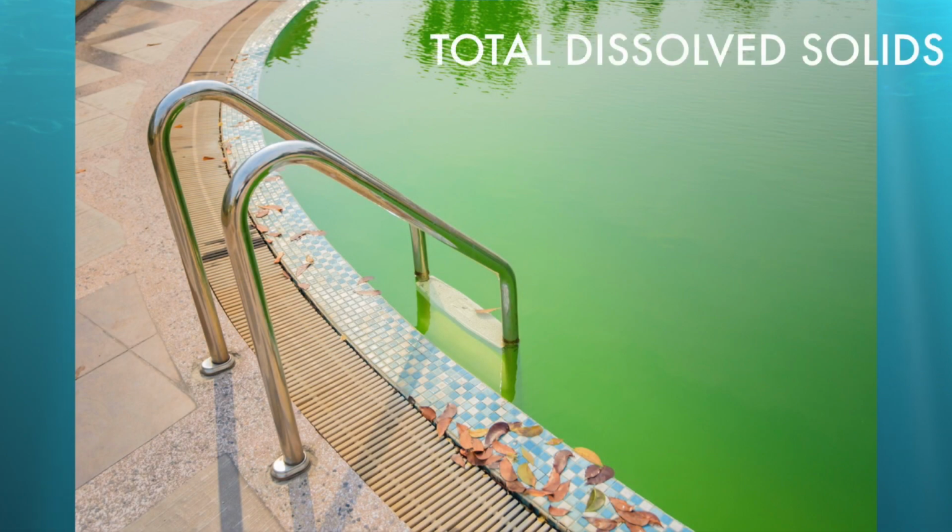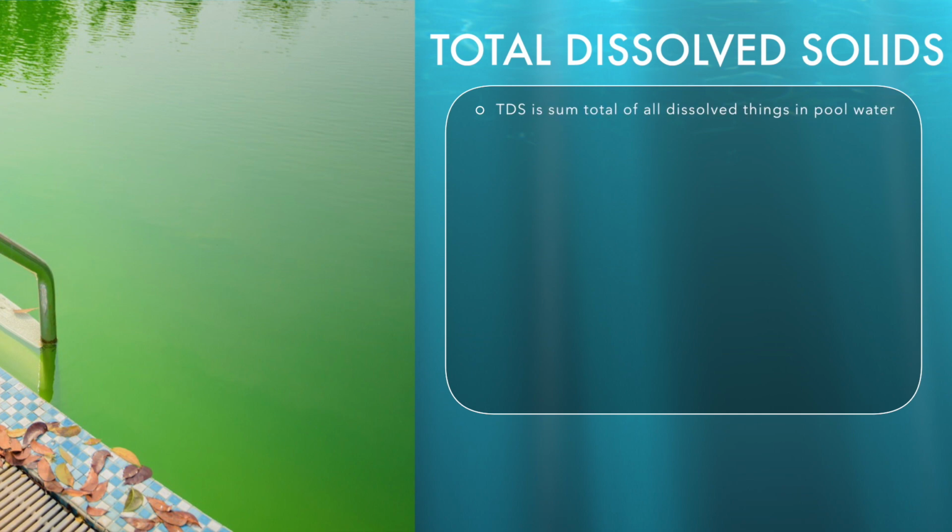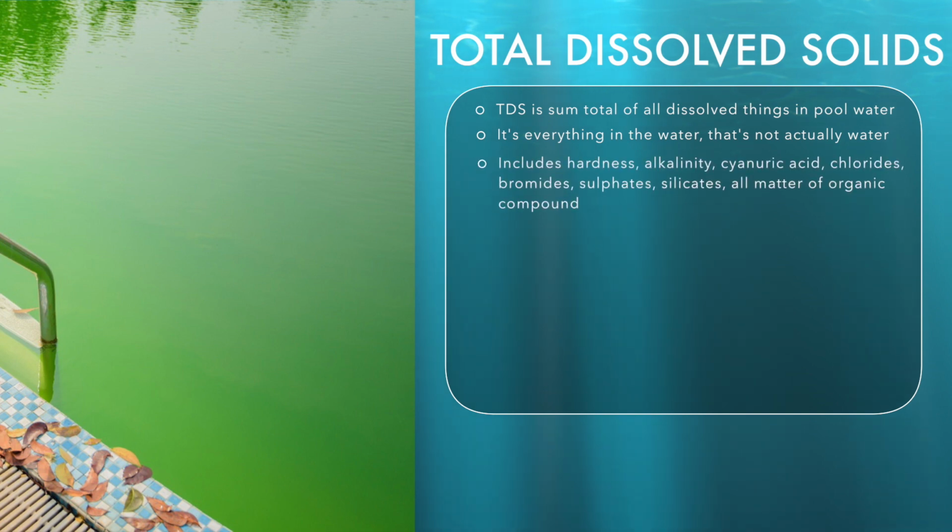Total dissolved solids, TDS. TDS is the sum total of all of the dissolved things in swimming pool water. It's everything in the water that's not actually water. It includes hardness, alkalinity, cyanuric acid, chlorides, bromides, sulfates, silicates, and all matter of organic compounds. Every time you add anything to water, you are increasing the TDS.